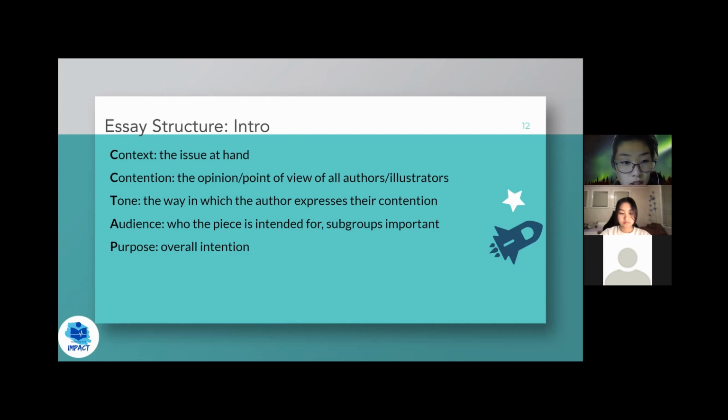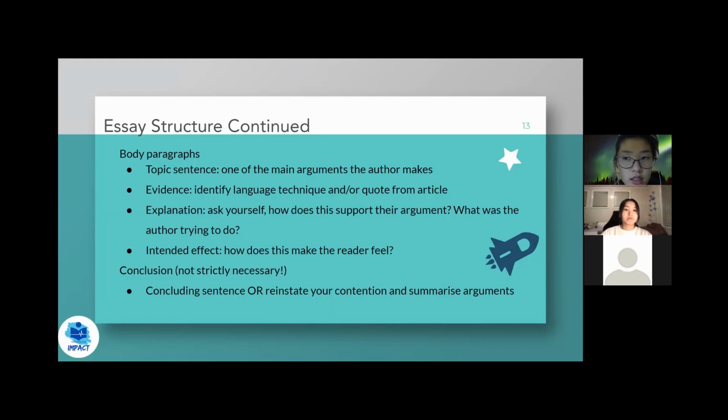Tone. Typically, you can have a couple of tone words rather than just one. And we've got audience and purpose. It's a little bit subjective, but I would say the most important thing to nail here would probably be your contention. Getting down the contention for the authors will really, I guess, differentiate one essay from the next.